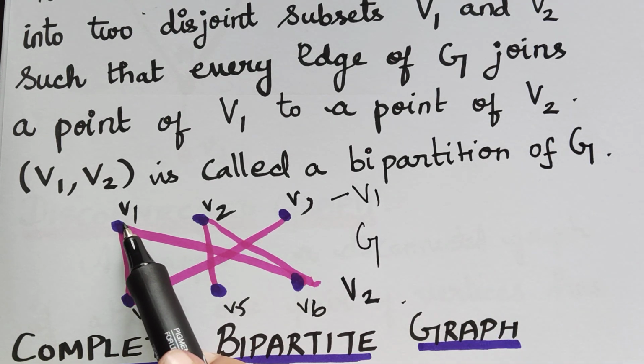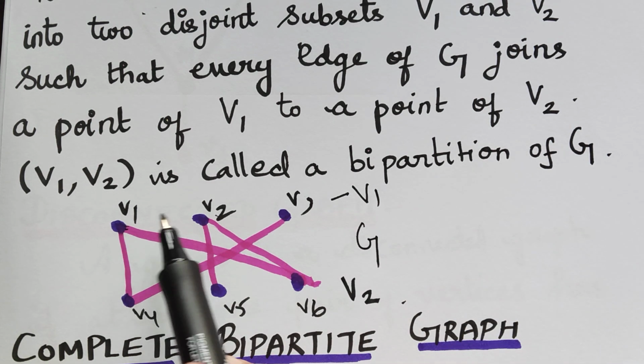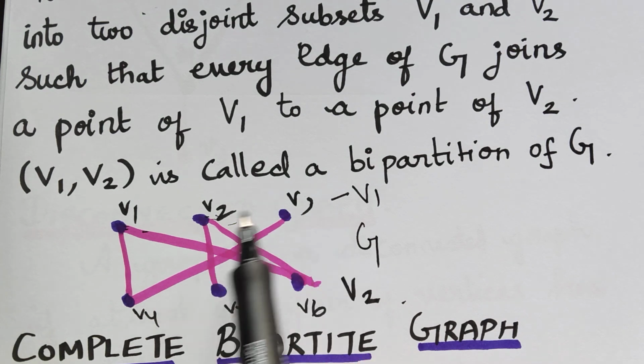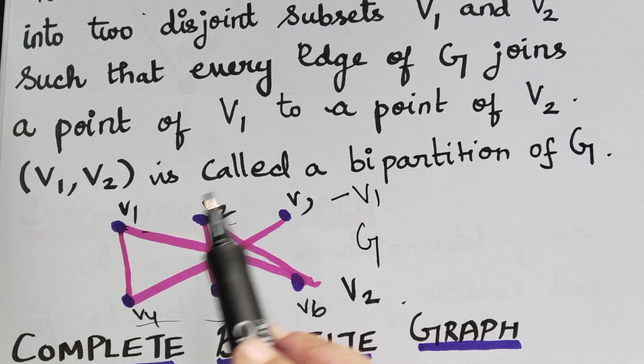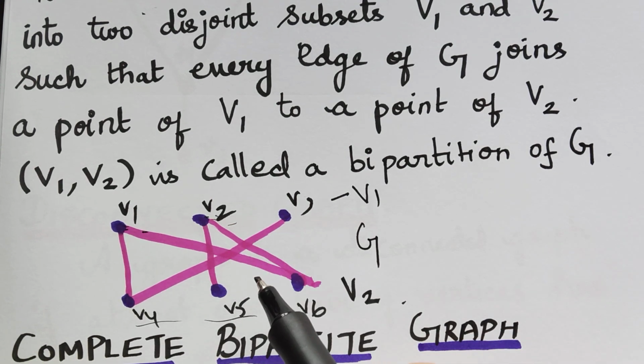And there will be no line between the vertices of V1 among themselves. Similarly, among the vertices of V2, there will be no edges. So, such a graph is known as a bipartite graph.